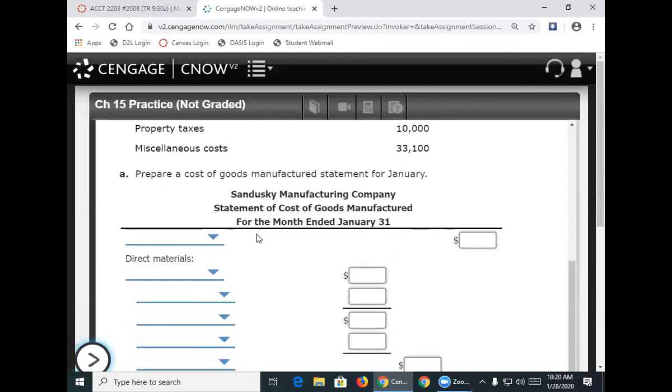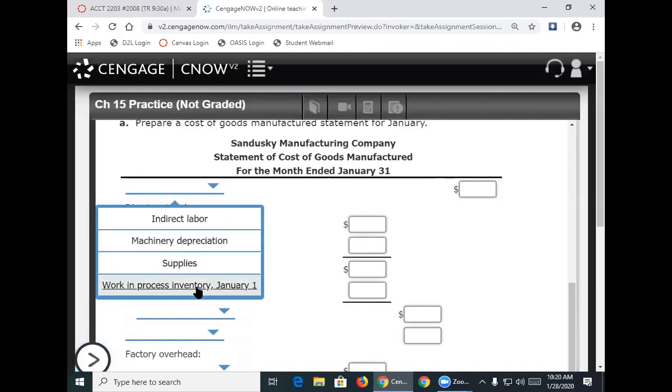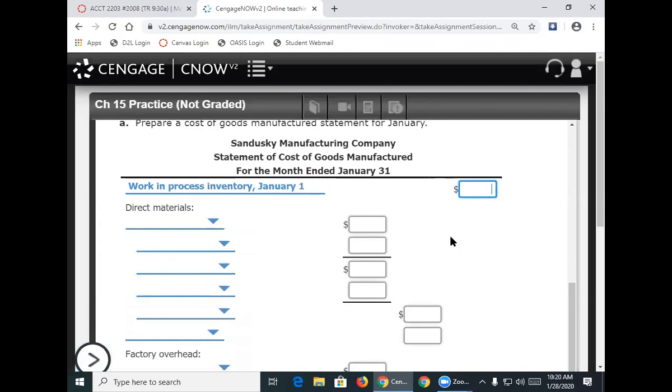So now we just want to put this in statement form. Remember our cost of goods manufactured, we've calculated that number right here. Cost of goods manufactured is all this work in process account. So I start with my beginning work in process inventory, 334,600.